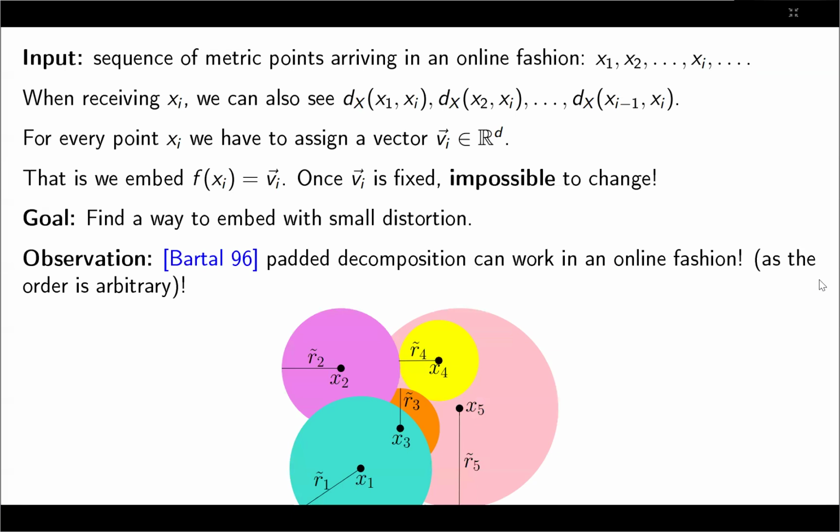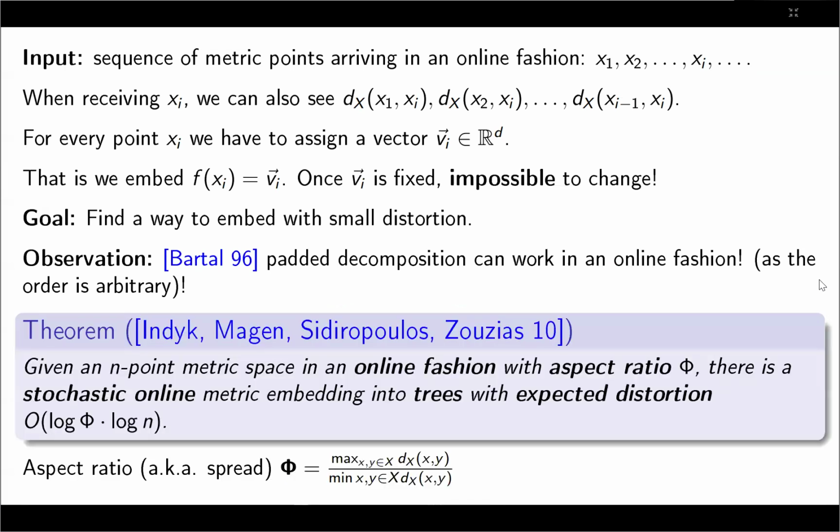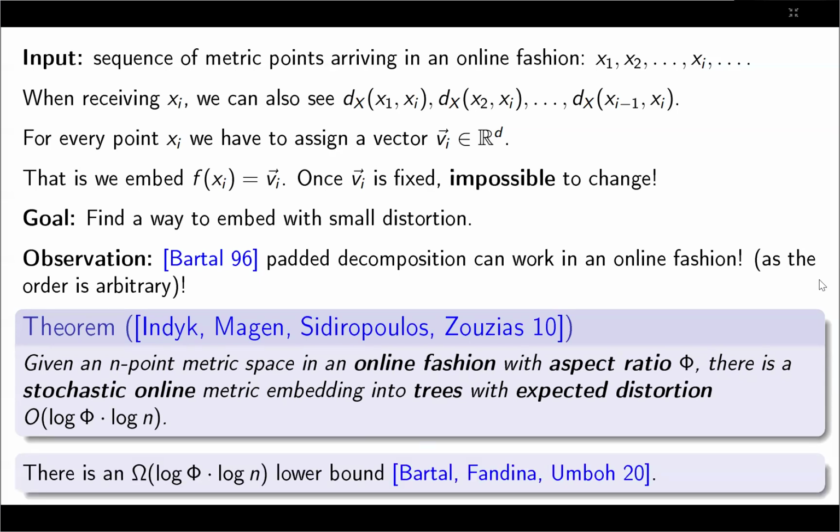And the first observation is that this decomposition by Bartal is actually online, in the sense that you see a point, you sample a radius, and when the new point arrives, its cluster is determined by the previous samples. So this is basically an online algorithm. And this was observed by Indyk, Magen, Sidiropoulos and Zouzias, who showed that you can run the same algorithm by Bartal and get distortion log n log phi, where phi is the aspect ratio or spread. Previously in the geometric setting we know how to remove this log phi, but apparently here in the online setting this is required. It should be there.